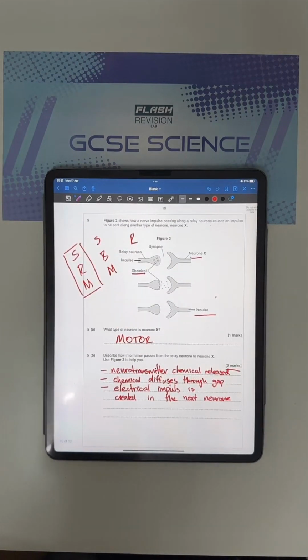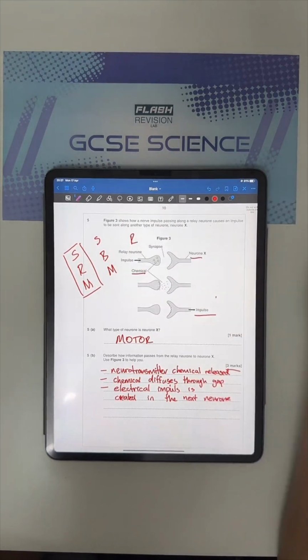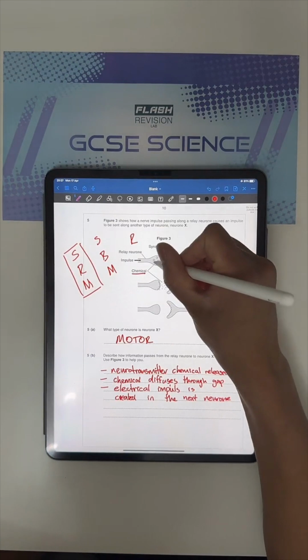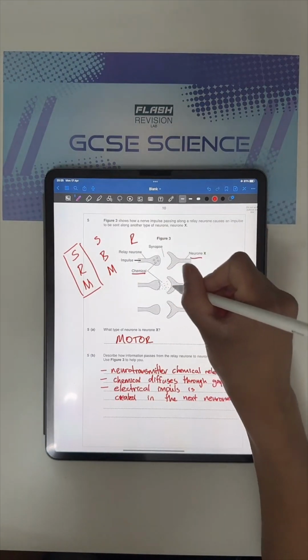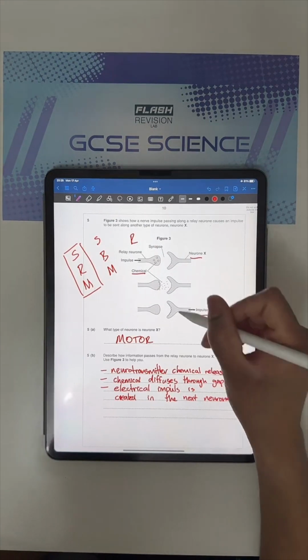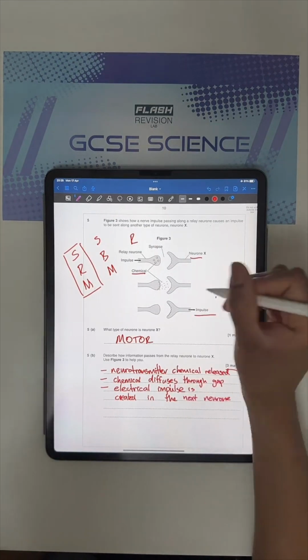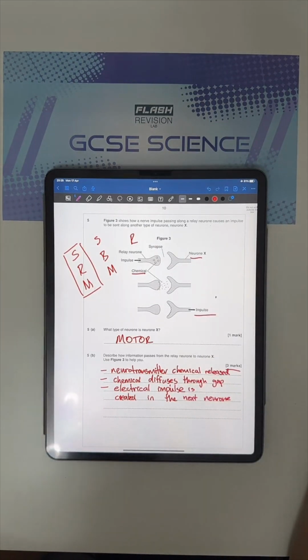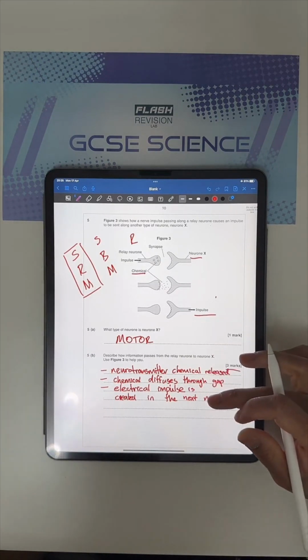So this question actually helps understand synapse. It's got a good diagram here. So like I said, electrical impulse comes in, neurotransmitter chemicals come out, diffuse across the gap, and then that causes an electrical impulse in the next neuron. Right, moving on.